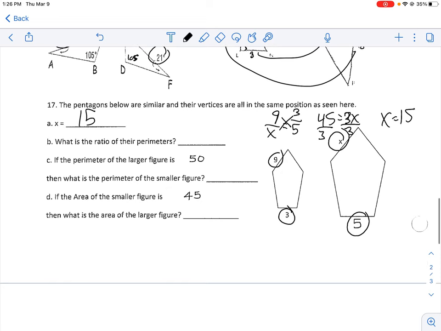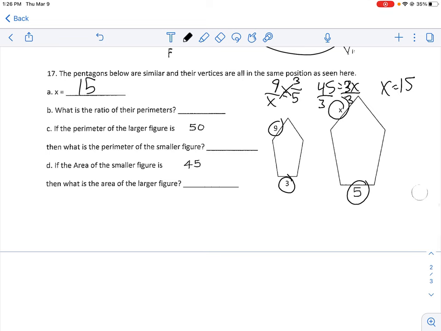It says, what is the ratio of their perimeters? So then I think the ratio of the perimeters is the same as the ratio of the sides. What's the ratio of my sides? That's 3 to 5. So the ratio of my perimeter is 3 to 5, 3 over 5. Or you can write it as 3:5. That would be appropriate as well.